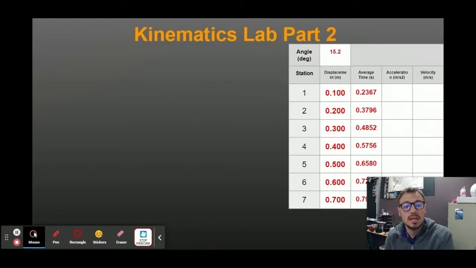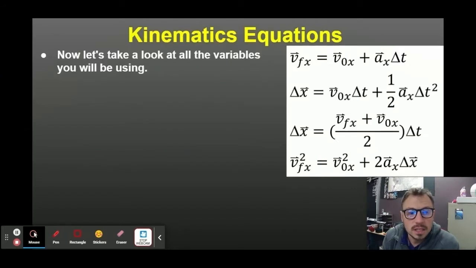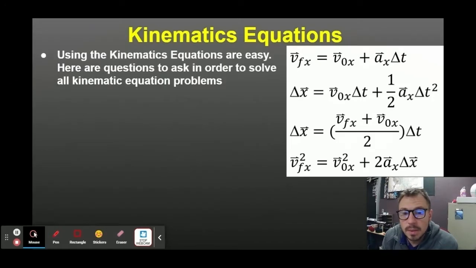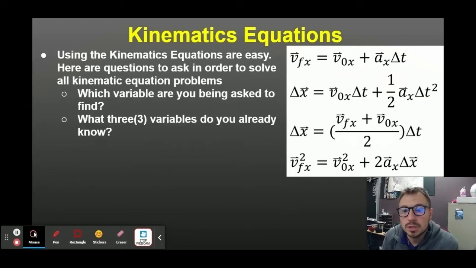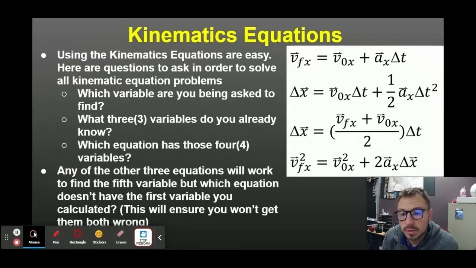Now this one's going to be a little bit different because there is a systematic error that we have to take into account. So let's just look at those kinematic equations. These are the variables, and we know 3 of them that were given to us through measurements, and then we're going to calculate the other 2. So remember, when we're doing calculations, always ask yourself 3 questions. Number 1, which variable are you being asked to find? Number 2, what 3 variables do you already know? And number 3, which equation has those 4 variables?